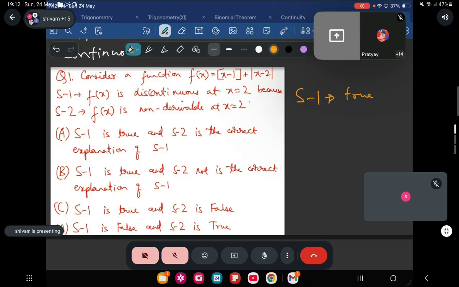Statement 2: f of x is non-derivable at x equal to 2. Is statement 2 the correct explanation of statement 1? No. F of x is discontinuous because the left hand limit is not equal to the right hand limit as x tends to 2. It's not because f of x is non-derivable at x equal to 2. It implies non-derivability, but it is not the correct explanation of statement 1. So option B is correct. Are you getting?